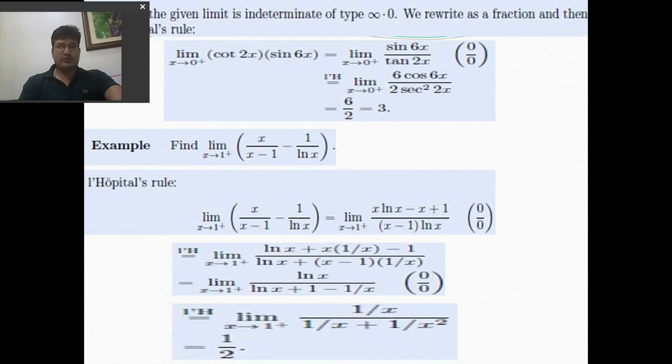Differentiation in numerator is 1 upon x, and differentiation in denominator is 1 upon x plus 1 upon x square, because the differentiation of 1 is 0. Now put the limit again, x is equal to 1. We will obtain 1 by 2. It's a finite value and we get the answer.